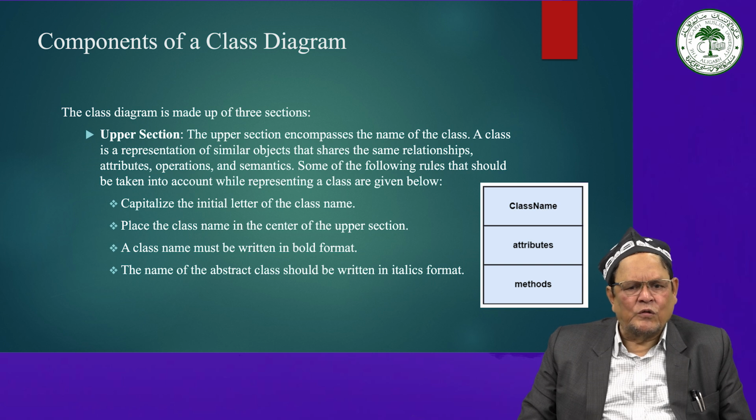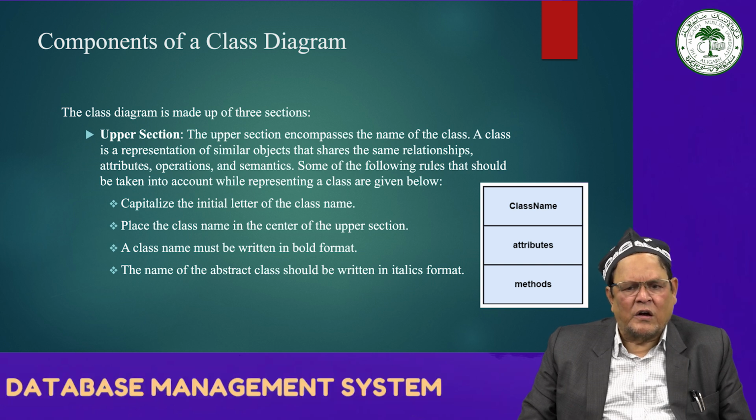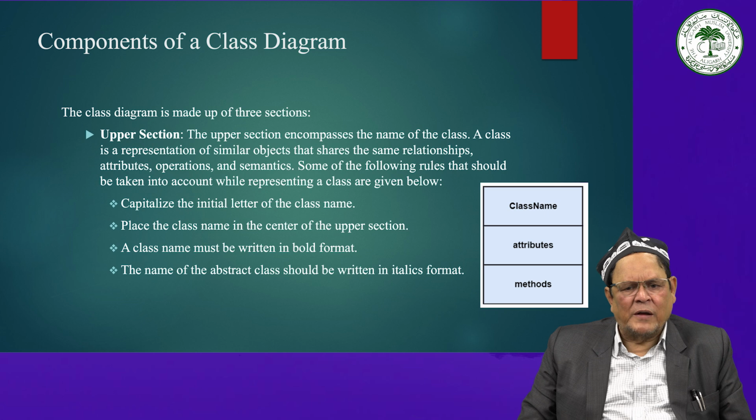Some of the following rules that should be taken into account while representing a class are given below. Capitalize the initial letter of the class name. Place the class name in the center of the upper section. A class name must be written in the bold format. The name of the abstract class should be written in italic format, which is given in the slide.